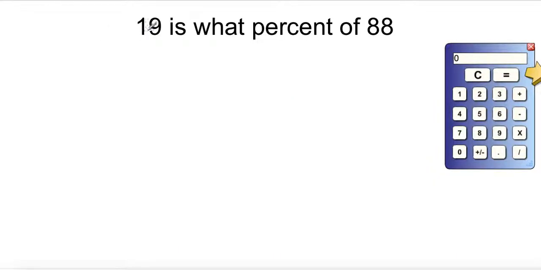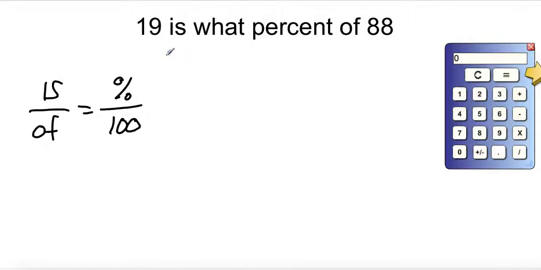Now in this next example, I have: 19 is what percent of 88? Now you can tell pretty quickly that I won't be able to use the percent to decimal method because I don't have a percentage. I do have my subtotal here, but I don't have my percentage. So in this example, I'll be using the is over of equals percent over 100 method. I'm going to fill in what I can.